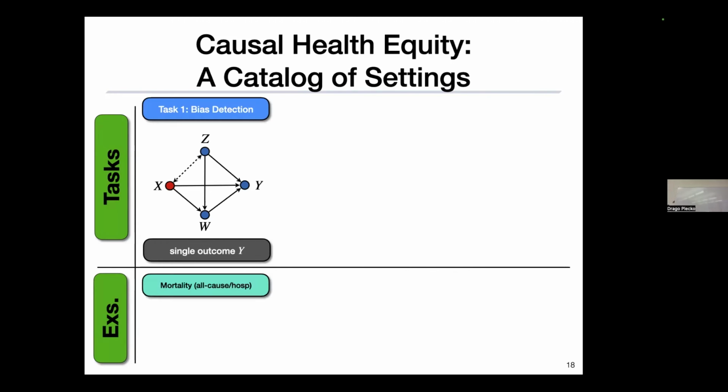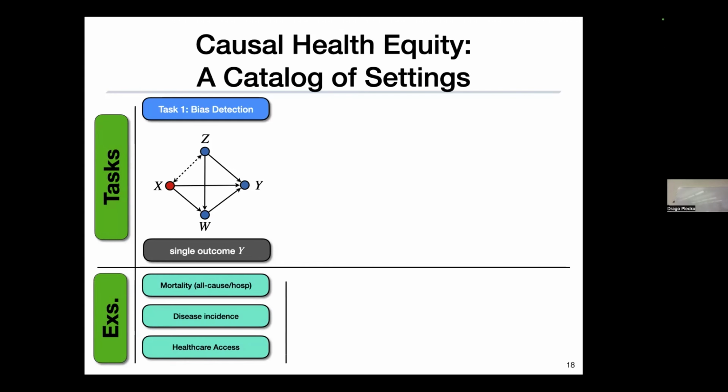Examples to think about: maybe we're trying to analyze mortality, for example all-cause mortality, hospital mortality, mortality after ICU admission, anything like this. We could be analyzing disease incidence, for example. Are there racial disparities in the incidence of COVID-19 and other diseases and so on, right? The third one could be healthcare access. Is there a differential effect of race on access to healthcare, right? So all of these examples fall under the task of bias detection, task one.